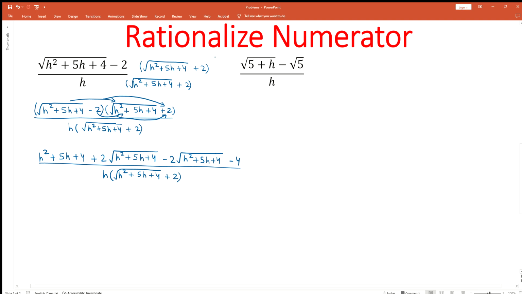Next, we can simplify the expression in the numerator. 2 times square root of h squared plus 5h plus 4 minus 2 times square root of h squared plus 5h plus 4 cancel each other out. We can also cancel out the 4's.